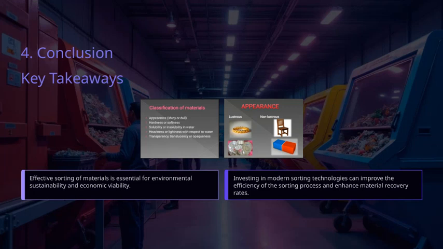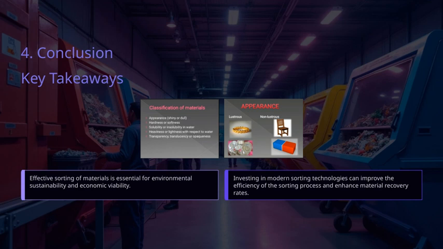Let's wrap up with some key takeaways. First, effective sorting of materials is absolutely crucial for both environmental sustainability and economic viability. When we sort properly, we reduce waste, conserve resources, and support a healthier planet. At the same time, it can make economic sense by improving the quality and value of the recovered materials.